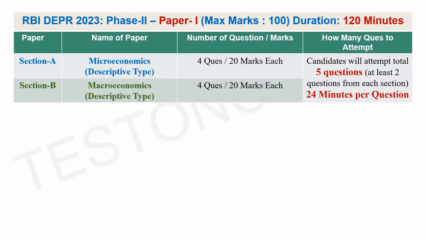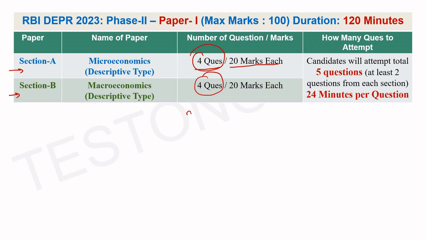Now let's talk about paper 1 first. Paper 1 will have 2 sections. The first section will be on microeconomics and the second section will be on macroeconomics. In each of these sections, there are 4 questions having 20 marks allotted to each question, right? Now, the next part is that there will be choice. So you will have 8 questions in front of you, 4 here and 4 here.